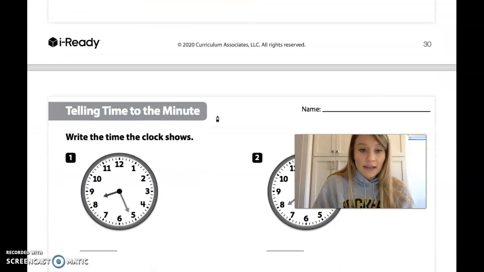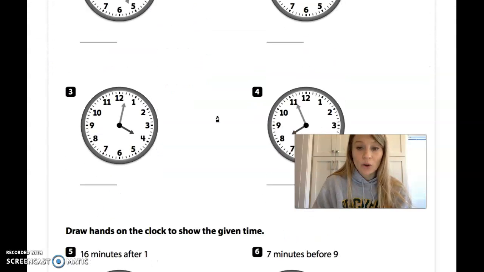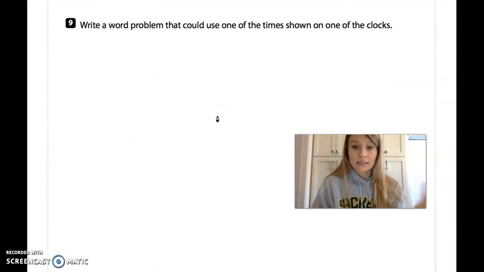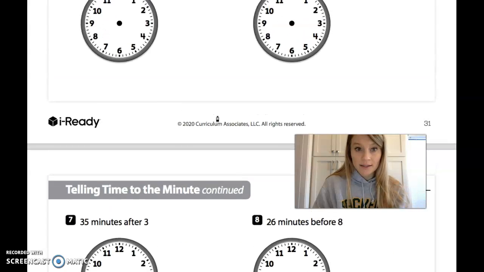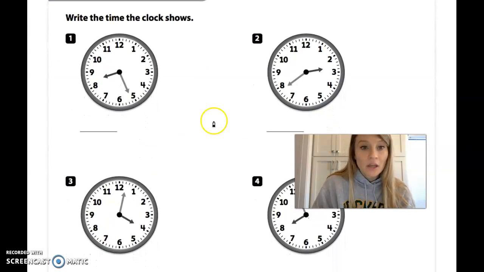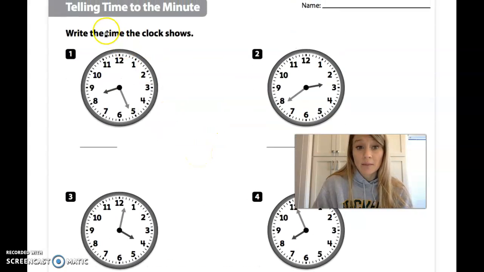And the very last 2 pages today are clocks. Okay, so just page 31 and 32. You are doing all about telling time, which you did a ton of in 2nd grade. And we did a lot of elapsed time in 3rd grade this year. So for numbers 1, 2, 3, 4, you have to just tell me the time the clock is showing. What time does the clock show? Just tell me the time.